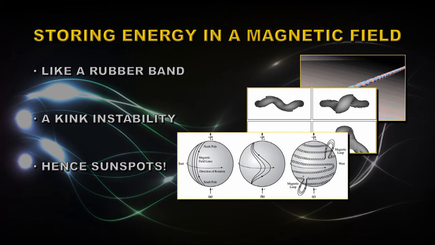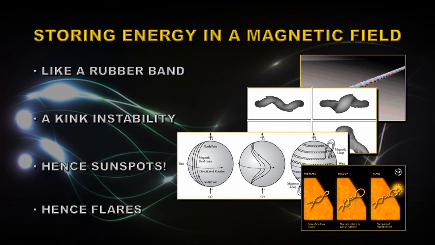Now if you keep on twisting the rubber band, or you accidentally break it in some way, all that energy is suddenly released, and that's what causes flares. Exactly that. The magnetic field gets twisted up to its breaking point or interacts with other magnetic fields and breaks, and all the energy that's stored in that magnetic field is released in the form of a flare.